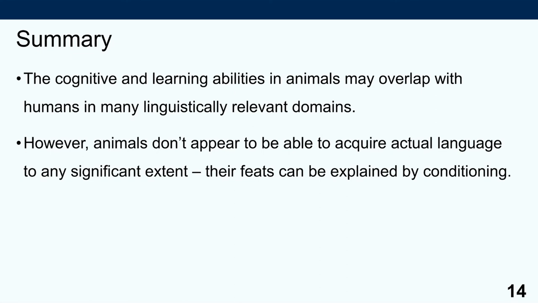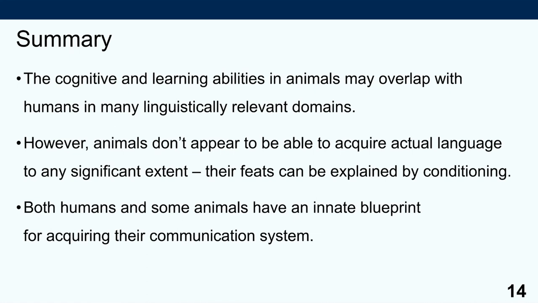And then lastly, what we've seen from the forbidden experiment that was carried out on zebra finches and comparing this to cases such as Genie, we can see that both humans and some animals seem to have an innate blueprint for acquiring their communication system. And moreover, that blueprint seems to also determine the valid parameters within which that communication system, or the birdsong versus the grammar of a human language, can exist.